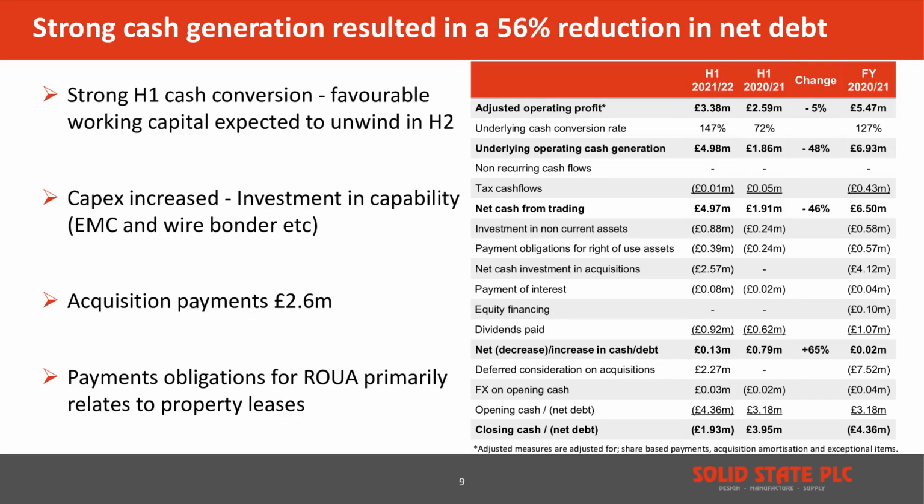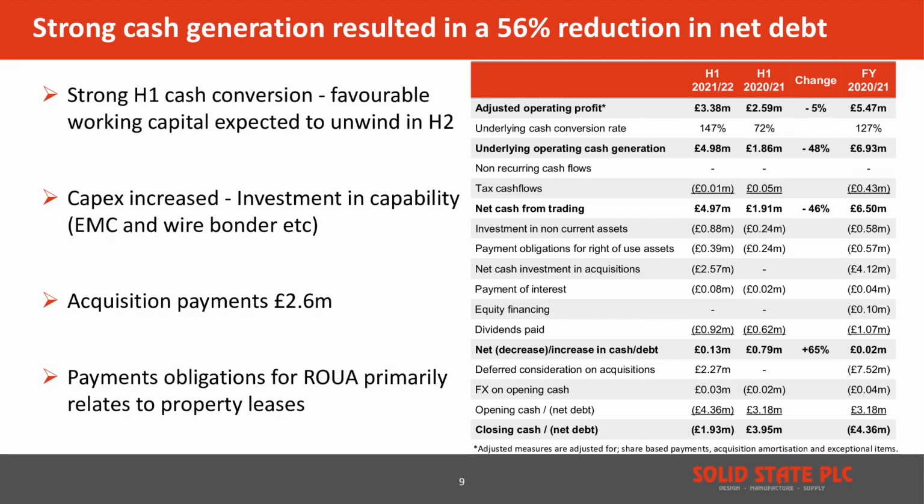So on to the cash flow. Strong underlying operating cash generation, just shy of £5 million in the first half. We've invested just shy of 0.9 million in capital equipment. That's the EMC chamber and the wire bonder for those that listened to our preliminary announcement earlier in the year. They were commissioned in Q1 and paid for in Q1. We completed the completion accounts in Q1 and made completion accounts payments of 2.6 million for the acquisitions of Willow and Active Silicon. And the other big number in the cash flow is the payment of the final dividend, which is made just before the AGM in September.